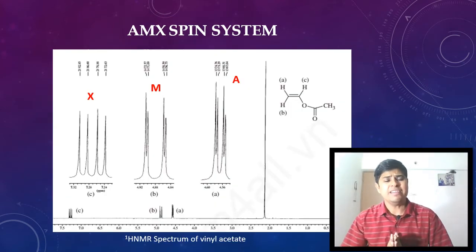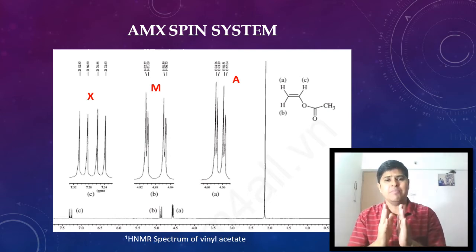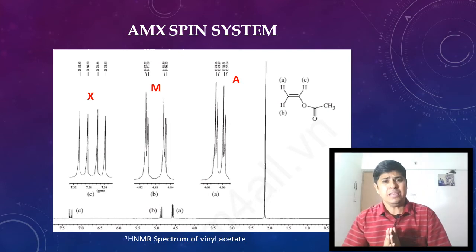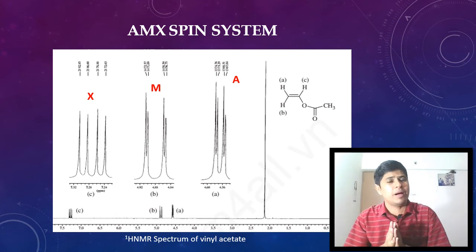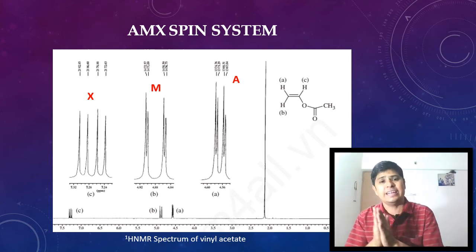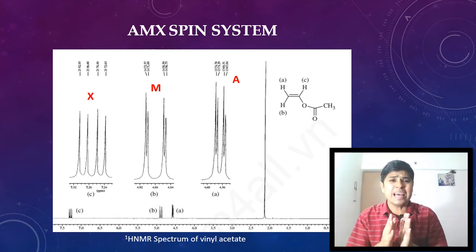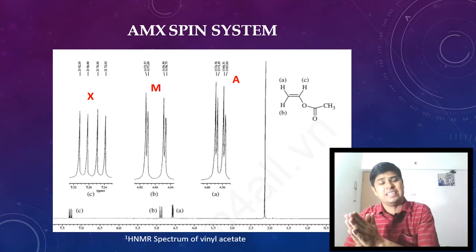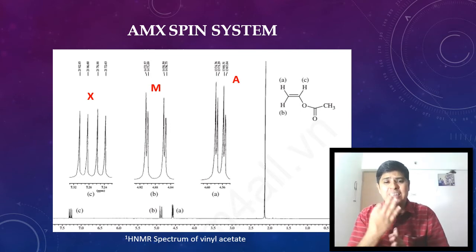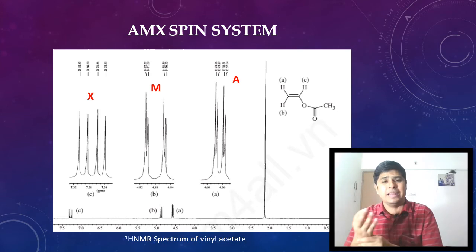In this slide, we will see another spin system, which is called the AMX spin system. These three letters from the alphabet, A, M and X, are placed widely in the alphabet: letter A comes first, letter M comes in the middle, while letter X comes in the last stage of the alphabet.